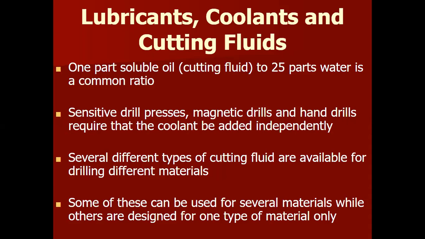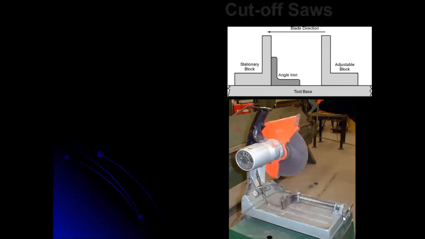This also just makes cutting easier and generally makes the process a little nicer. We use this for pretty much all drilling processes. We've got thicker stuff, we got thinner stuff. You can use it with hand drills, you can use it with big drill presses. It's not only for one certain type of thing, but some of these can be used for several materials. So we're talking the cutting fluids, and others are designed for one type of material only.